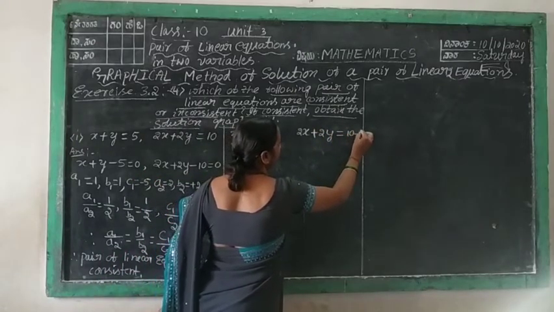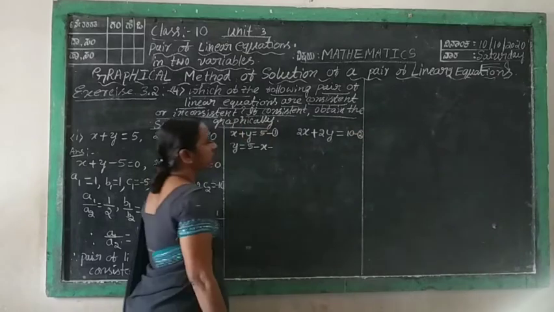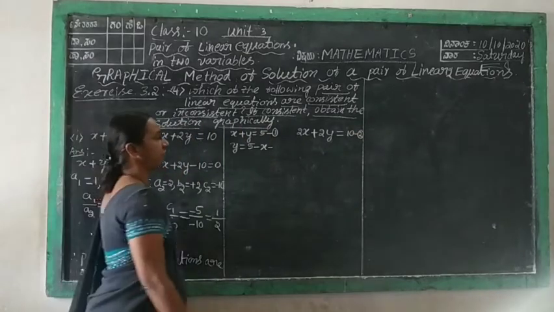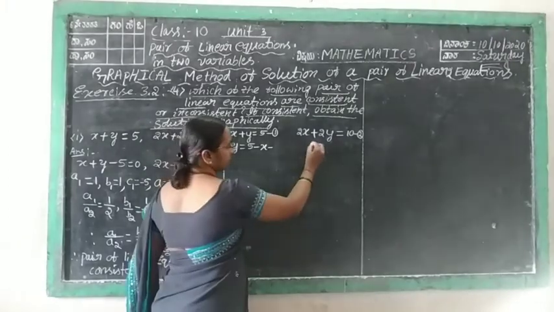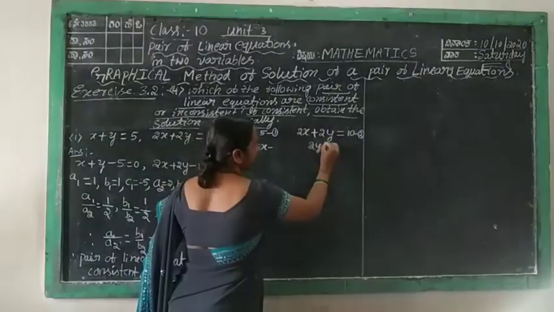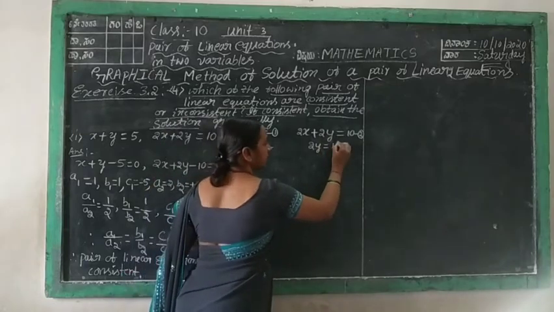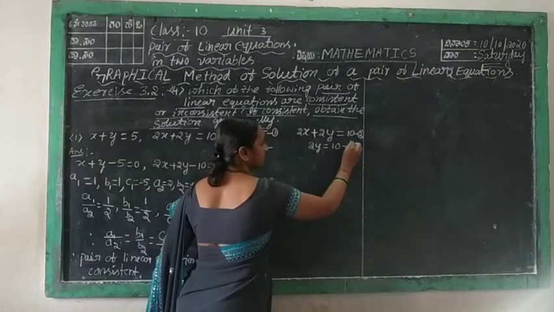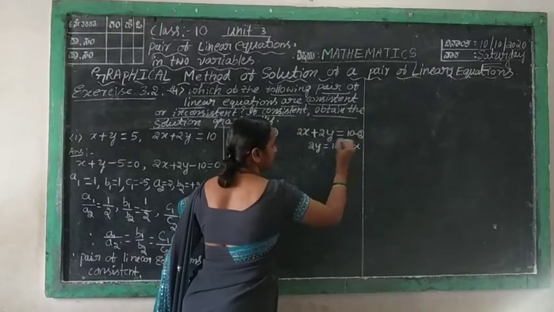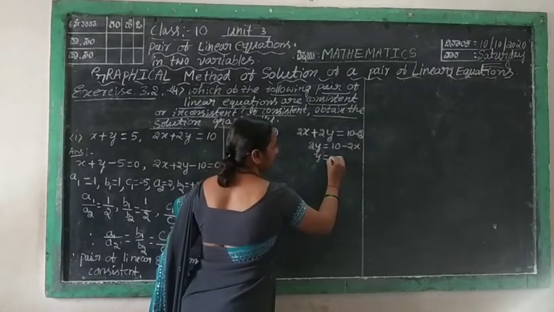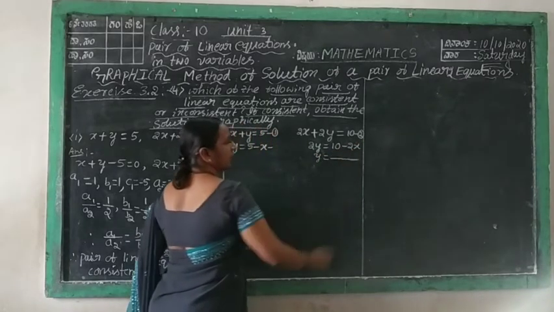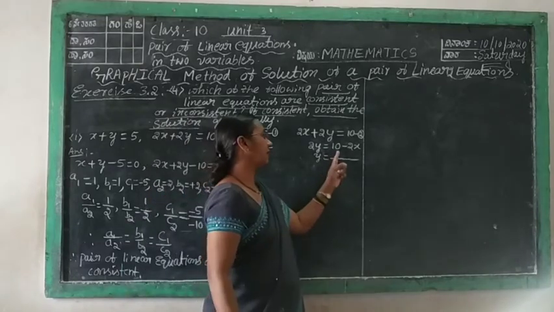It is taken as equation 2. It is also written in the form y = mx + c. 2y equals 10 minus 2x, with 2x transferred to the right-hand side, so the plus 2x changes to minus 2x.